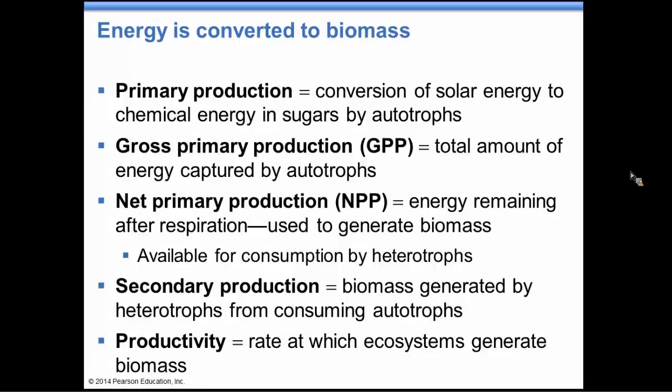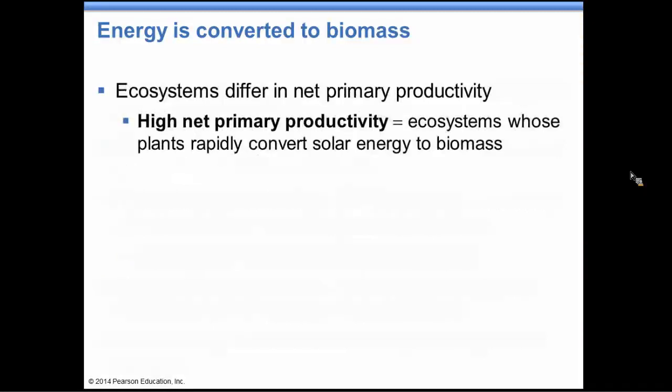Heterotrophs use the energy they gain from plant biomass for their own metabolism, growth, and reproduction. Some of this energy is used by heterotrophs to generate biomass in their bodies, which is termed secondary production. Ecosystems vary in the rate at which autotrophs convert energy to biomass. The rate at which this conversion occurs is termed productivity. And ecosystems whose plants convert solar energy to biomass rapidly are said to have high net primary productivity.